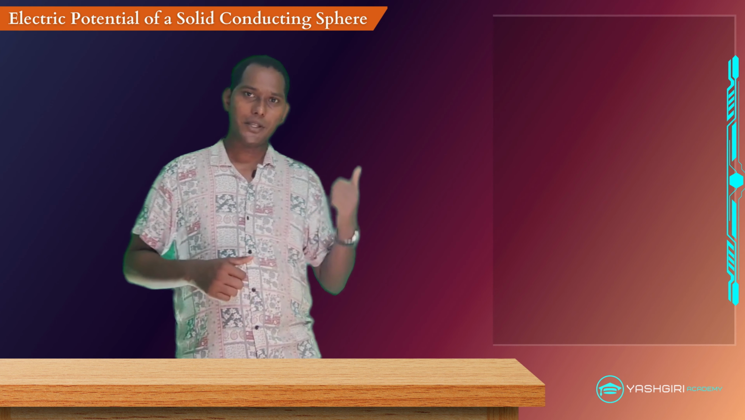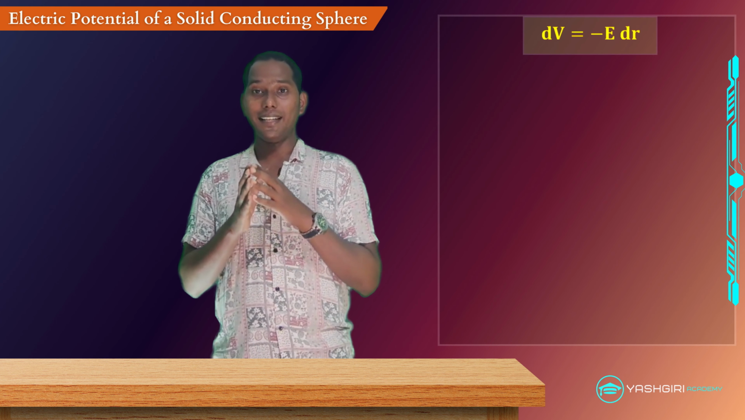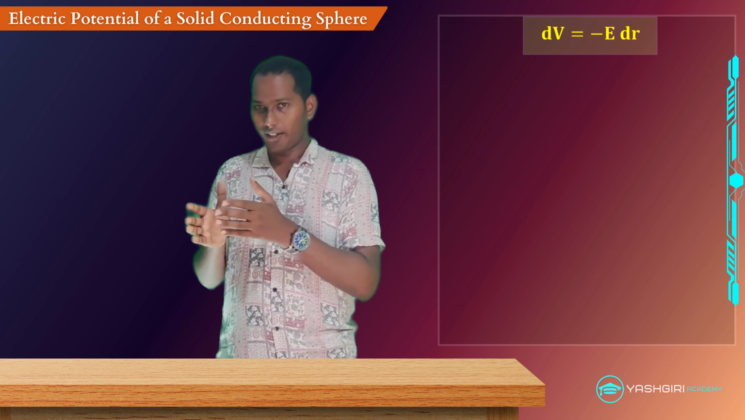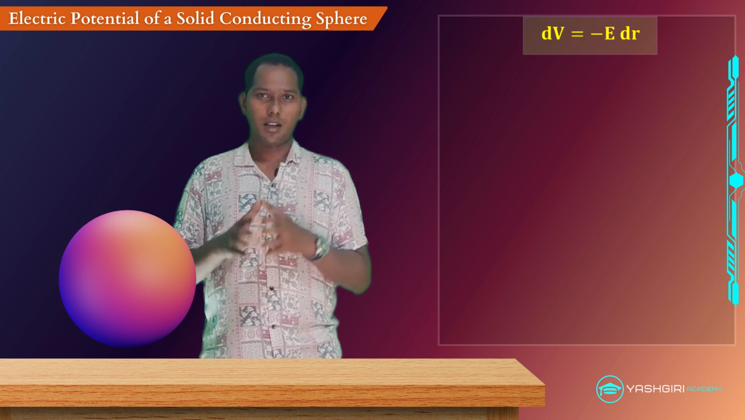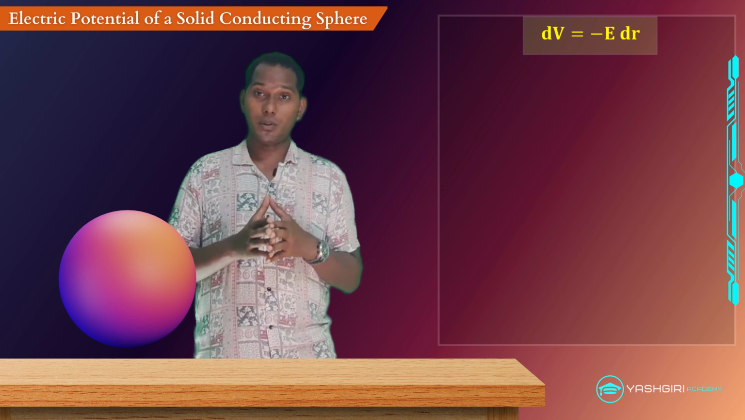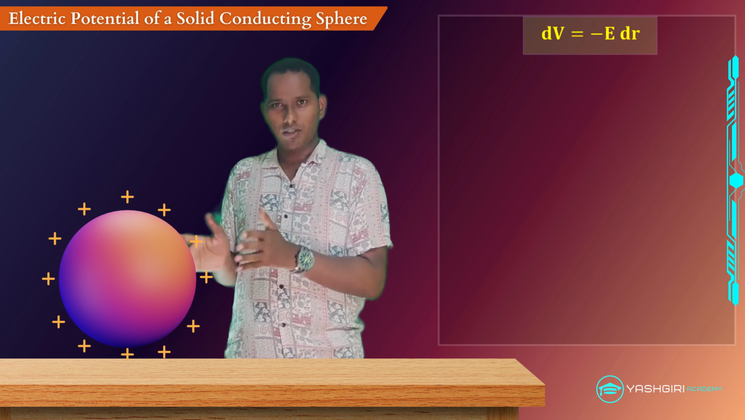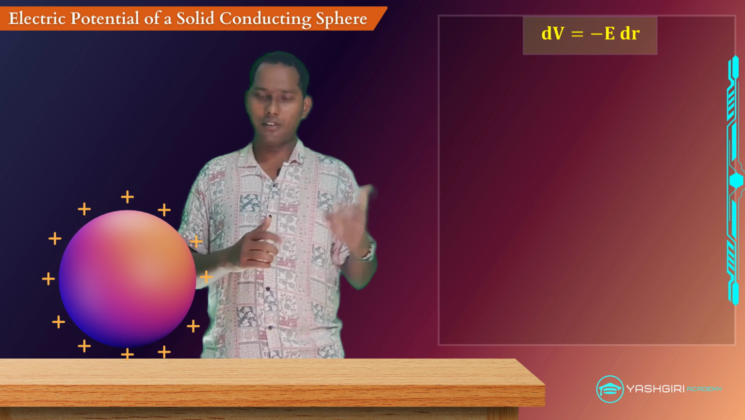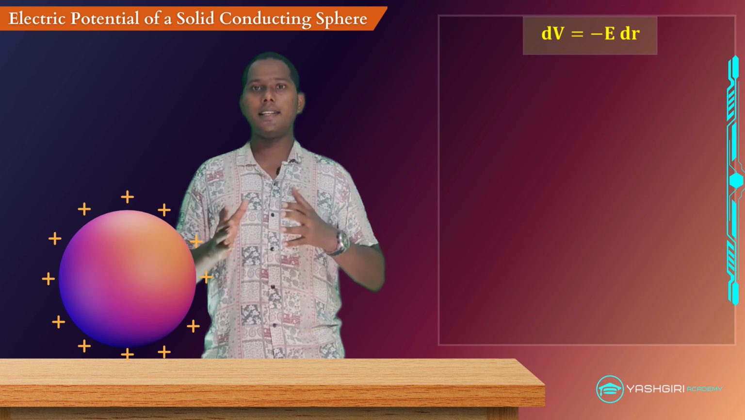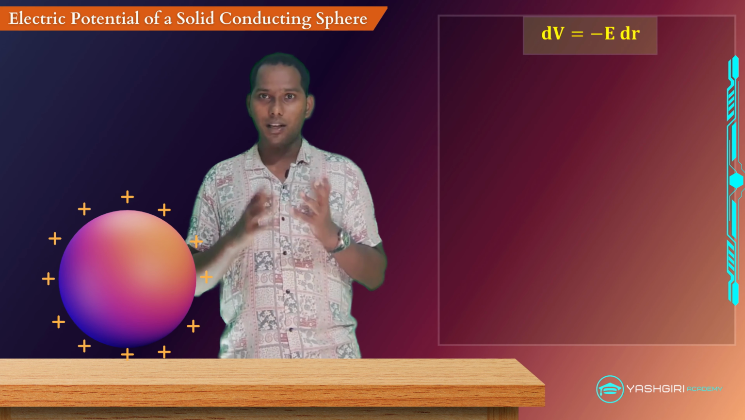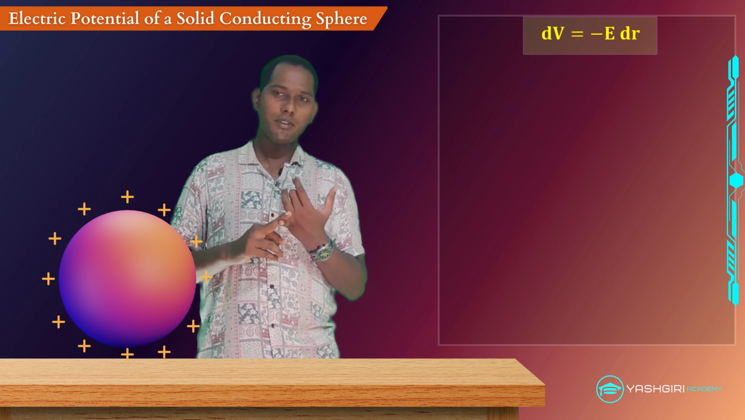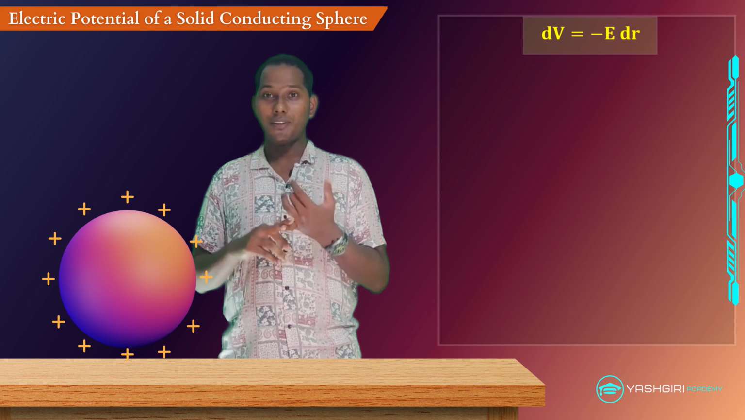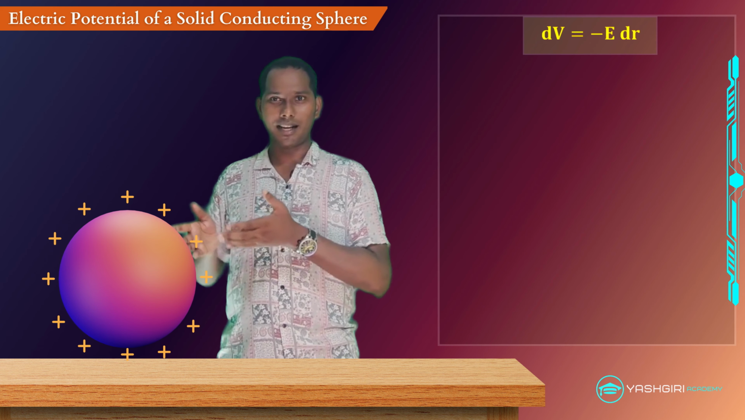Now, this time we will be using this relation in getting the electric potential of a solid conducting sphere. When I say a conductor, we know that the charges will be residing only on its surface. Here, by taking the line integral of an electric field along a certain path, I can easily get my electric potential. If you remember, in the first chapter we have already done the calculations of an electric field for the same solid conducting sphere.